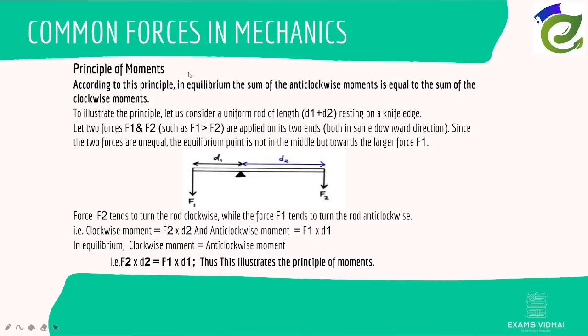To illustrate this principle, let's consider a uniform rod of length d1 plus d2 resting on a knife edge. The knife edge is this arrow, and let two forces F1 and F2 act such that F1 is greater than F2. Therefore, F2 tends to move the rod clockwise, whereas F1 tends to move the rod anti-clockwise. The clockwise moment is F2 into d2, and the anti-clockwise moment is F1 into d1, according to the torque formula.